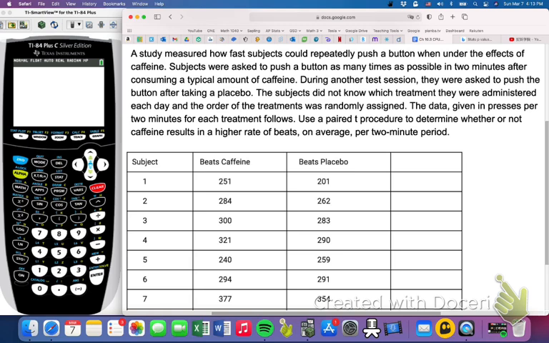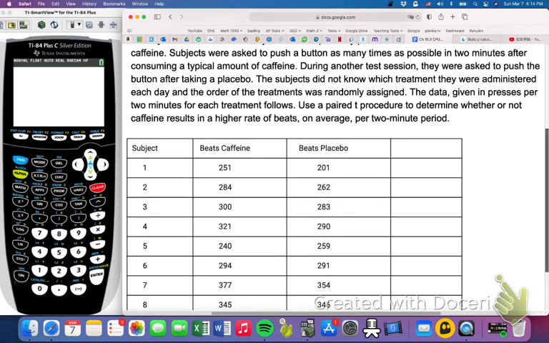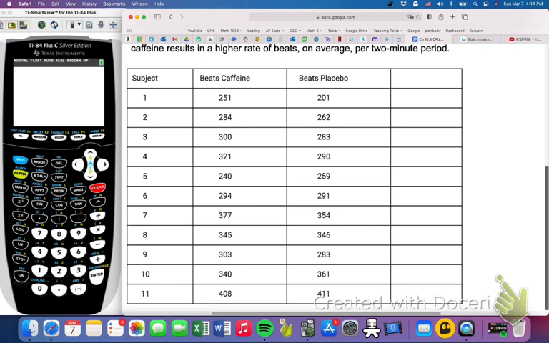The data given in presses per 2 minutes for each treatment follows, given in the table, right? Use a paired t procedure to determine whether or not caffeine results in a higher rate of beats on average per 2 minute period. Now, what makes this experiment interesting is that this is called a matched pair.